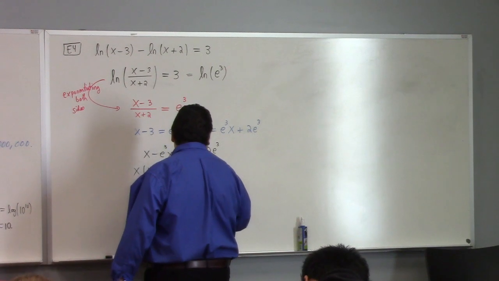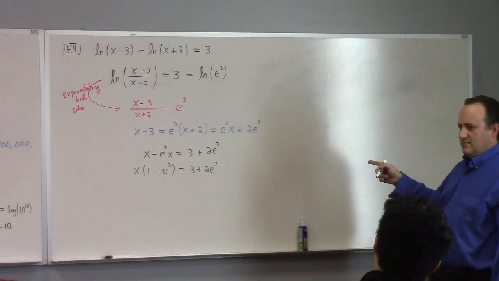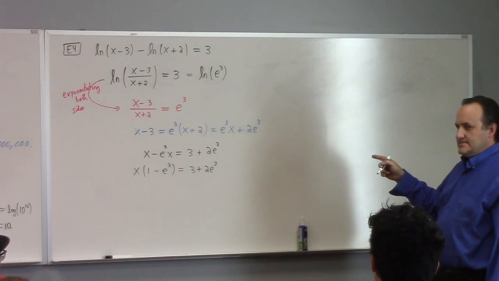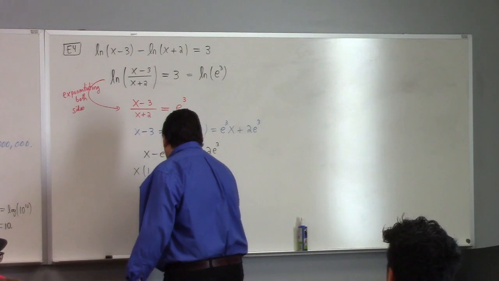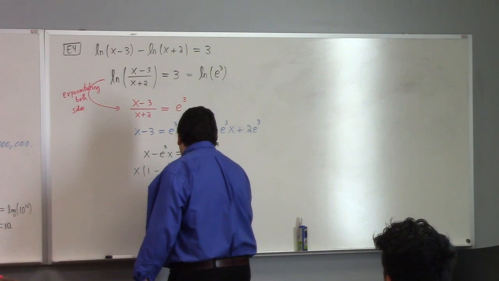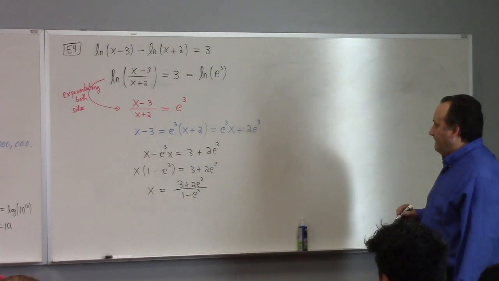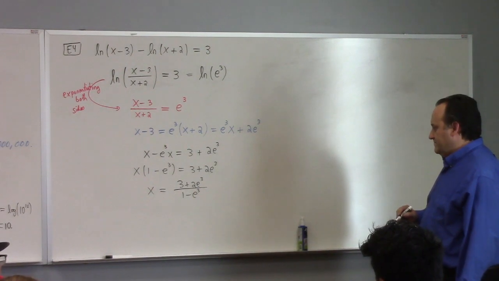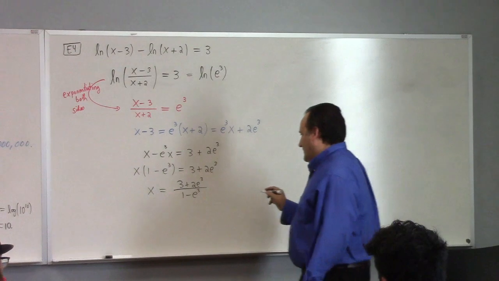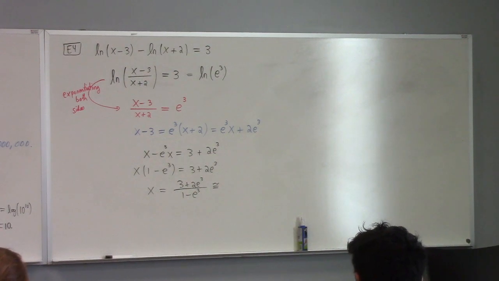Let's see here. x times 1 minus e cubed. Have I done that right? I hope. And so finally, finishing blow here, x is equal to 3 plus 2 e to the power 3 divided by 1 minus e to the power 3. If I didn't make a mistake. So what do we got? I'm curious what the decimal approximation for this is. Let me go get my calculator and find out.